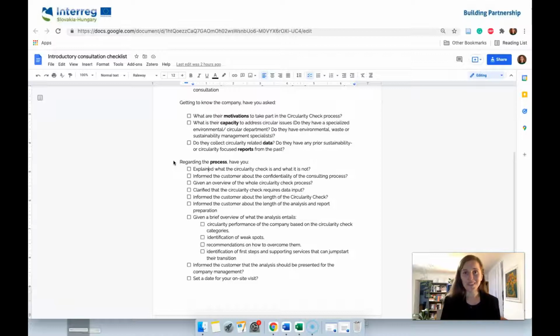It's also important to clarify already at this point that it is preferable that you as a consultant present the final analysis to the whole management of the company. So you can ensure that they are also aware of the process and perhaps motivate some management buy-in to support the further circular activities that you're recommending.